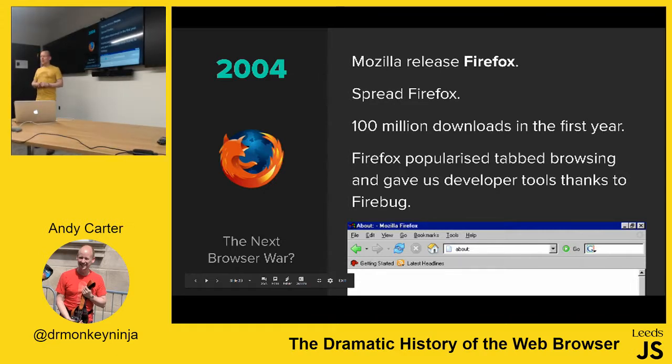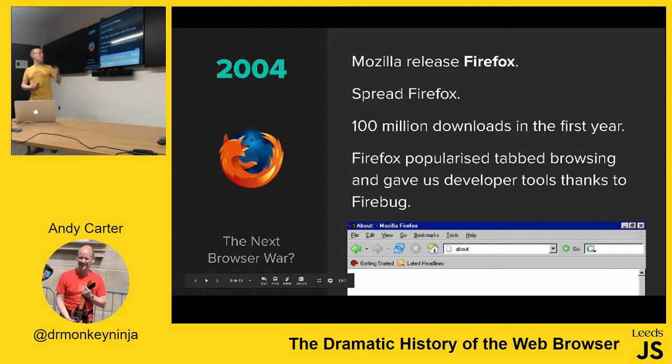Now, obviously they didn't have the financial might of Microsoft behind them, so they needed a way of spreading the word. So they launched a marketing campaign that went on for quite a while called Spread Firefox. They did a number of things to try and pull people in, including crowdfunding a two-page ad in the New York Times, which featured, I think it was about 100,000 names of the people that backed that advert. And they did a number of other things as part of that. They went for a world record for the most downloaded software application in 24 hours. But by the end of the first year, they'd hit 100 million downloads.